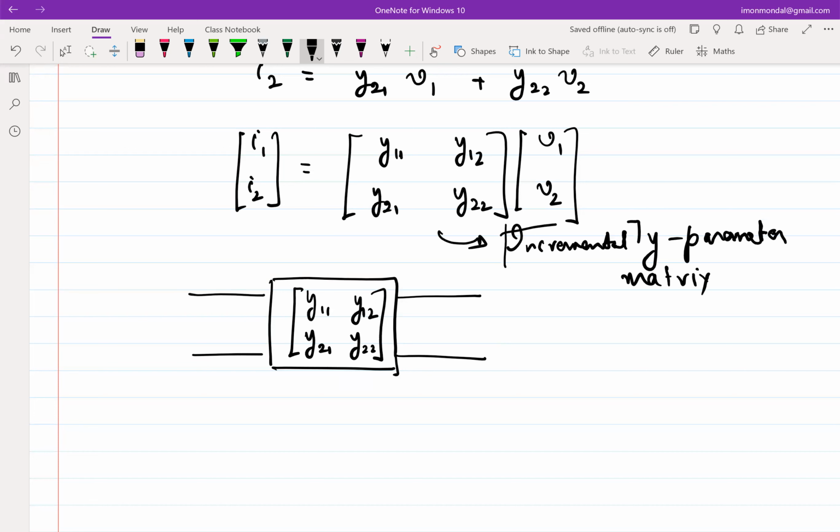This incremental term is important because, even though it's not explicit here, simply because it's a nonlinear network, these values of y11, y12, y21, and y22 are bound to change when I change the quiescent points. Okay.